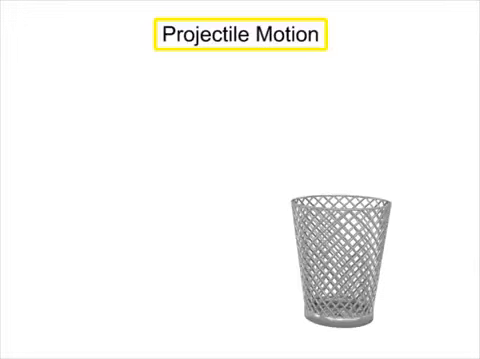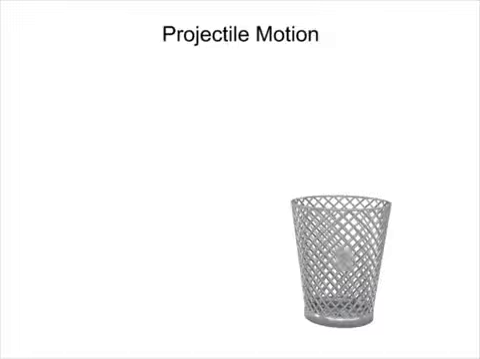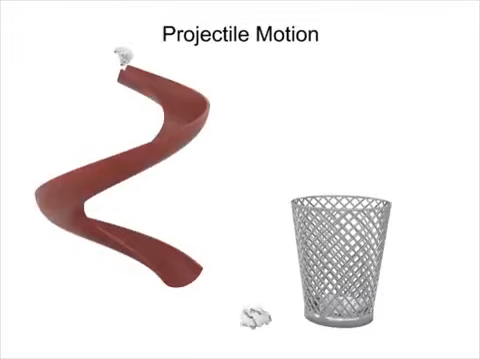A projectile is any object or particle that is acted upon by the force of gravity. Projectile objects may be dropped, thrown, launched, or rolled into space. Once projected, these objects will continue in motion due to their own inertia and gravity's downward pull.